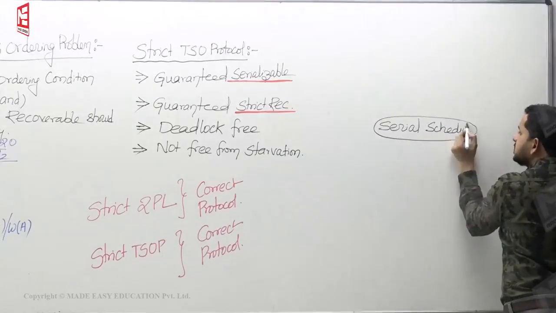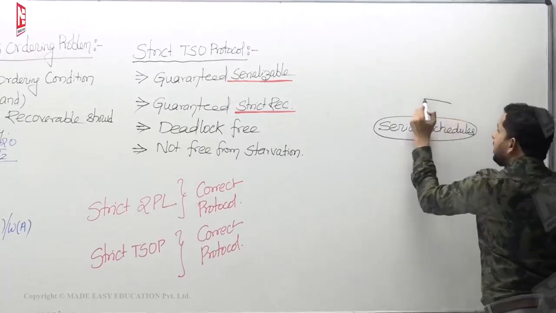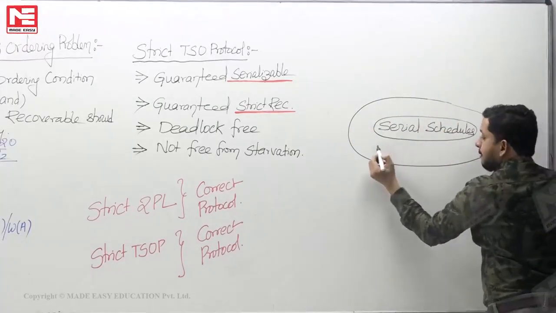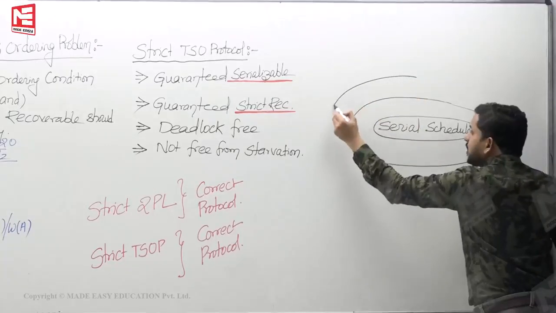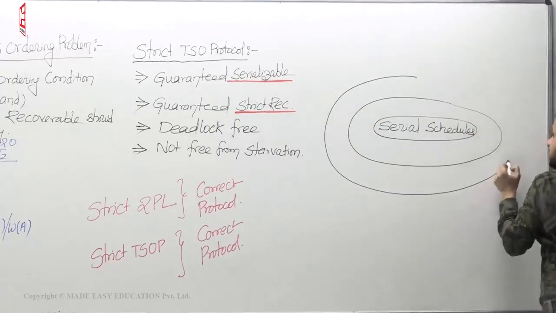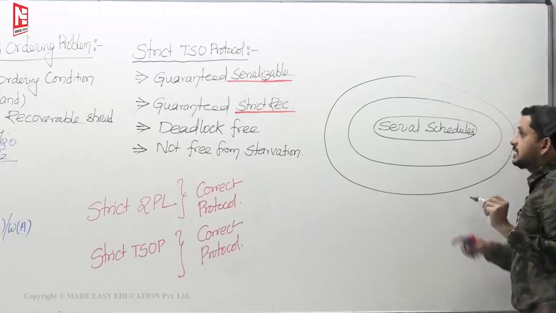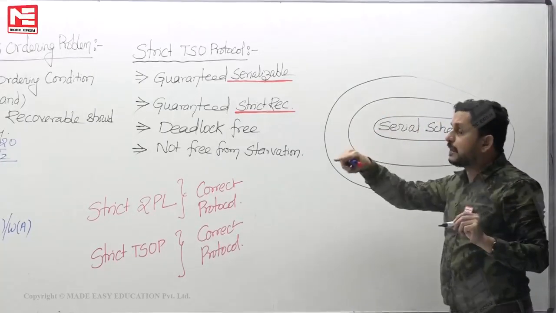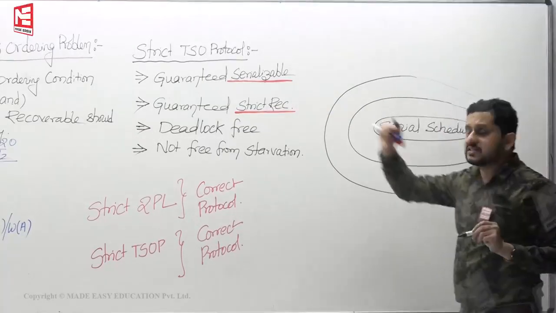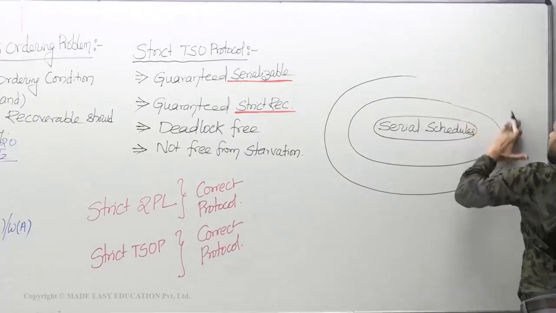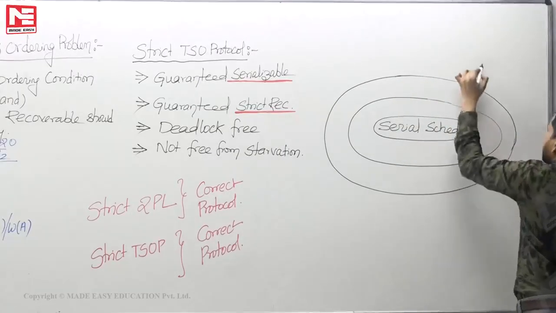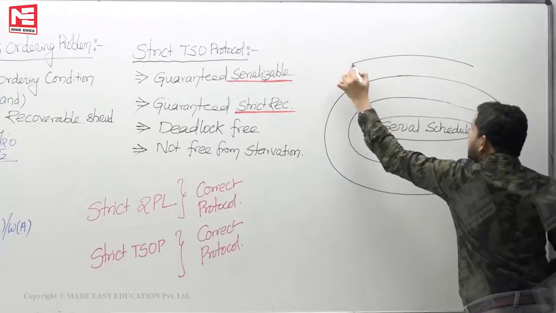Serial schedules, and three protocols we discussed. One is basic timestamp order, the second is Thomas Write rule timestamp order, and the third is strict timestamp order.